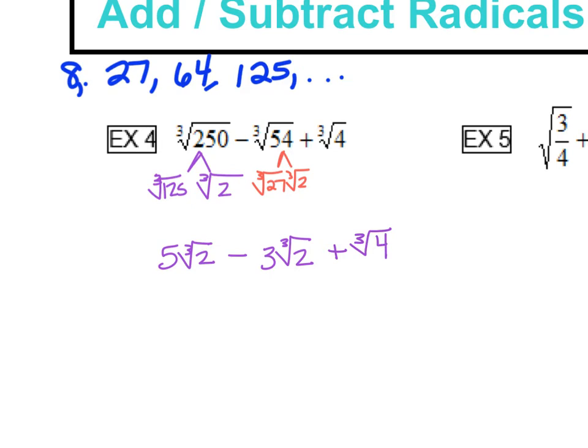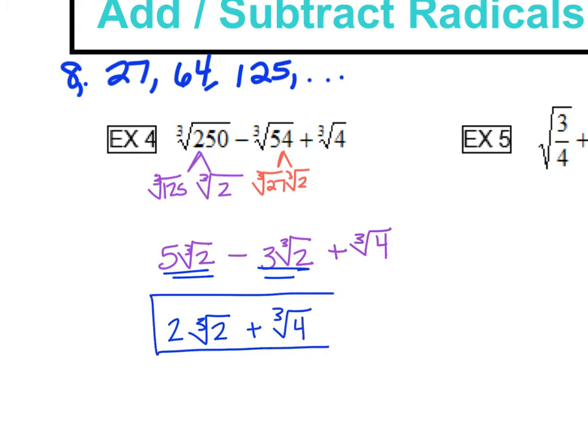So in this example, we have 3 terms, but they're not all like terms. So we're only going to put the ones together that actually go together. So that's going to be this one with this one. So remember that radical, the cube root of 2, does not change, and you subtract the numbers out front. 5 minus 3 is 2, and then carry down the rest of the problem, plus the cube root of 4. And that will be our final answer.